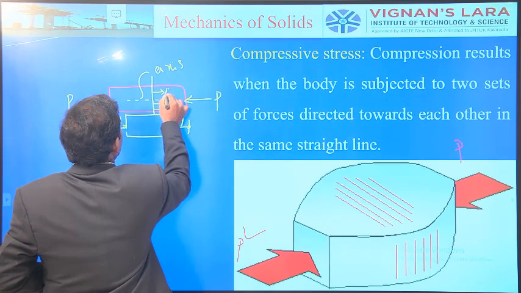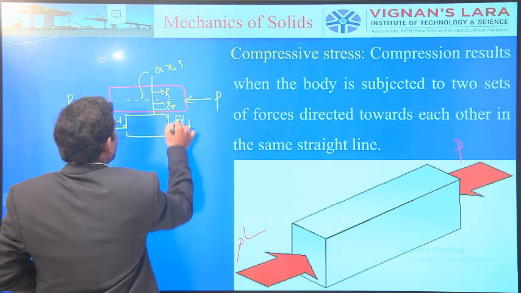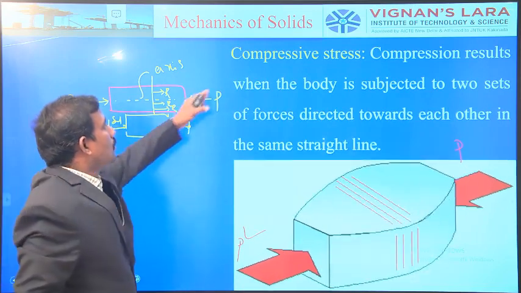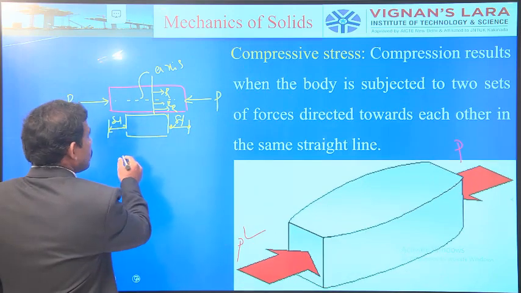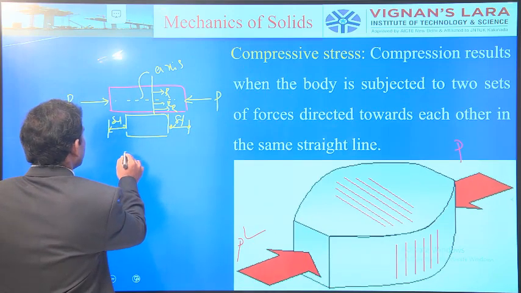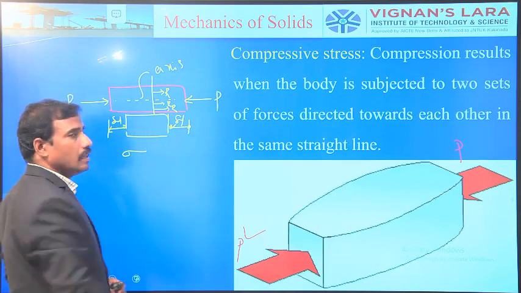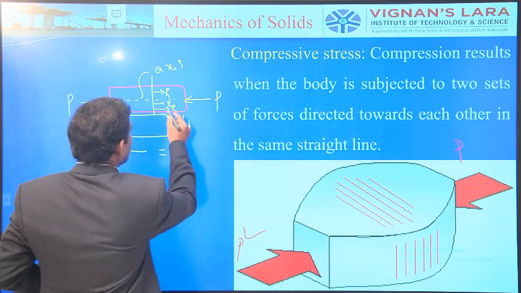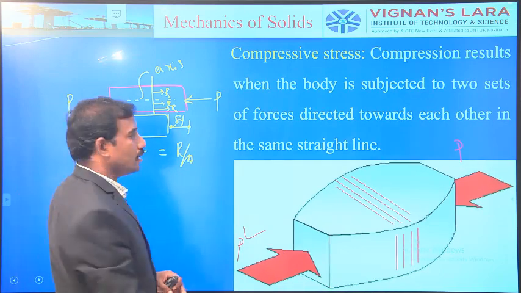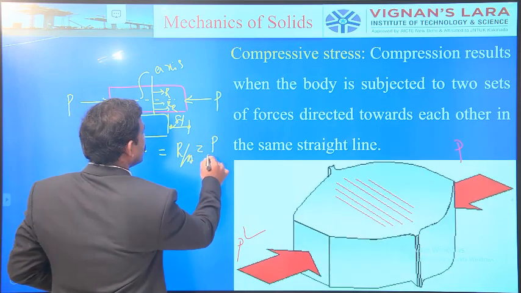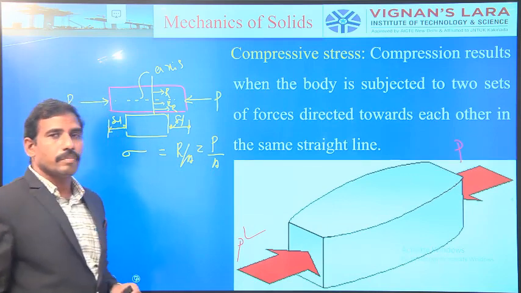Say this is called as R. Here the stress due to the compressive force system is called compressive stress. Thus this stress is represented by sigma. We know that it is R by A, where A is the cross-section area. Here R is equal to P, so sigma is equal to P by A.